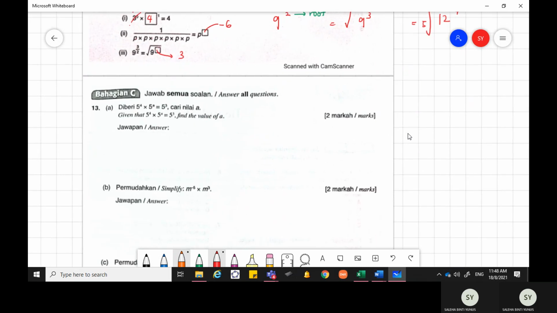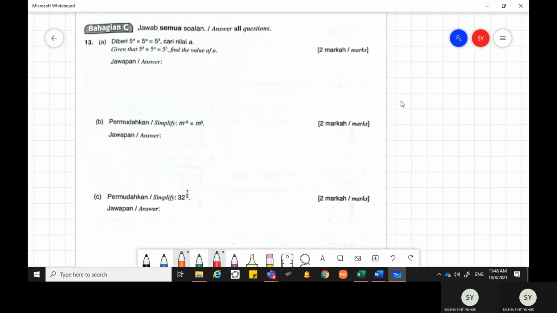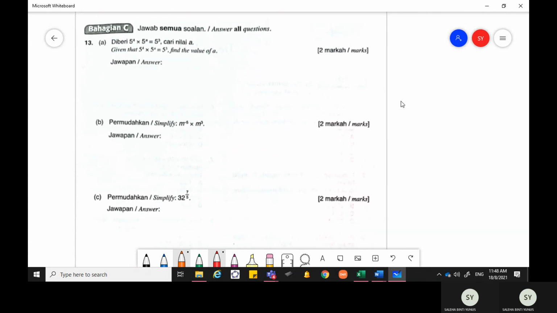Okay, so kita nak move on into section C. Okay, so kalau laju, boleh pause lah. Okay, pause and then repeat again. Okay, question number 13A. Given that 5 to the power of 4 times 5 to the power of A equals to 5 to the power of 3, find the value of A.